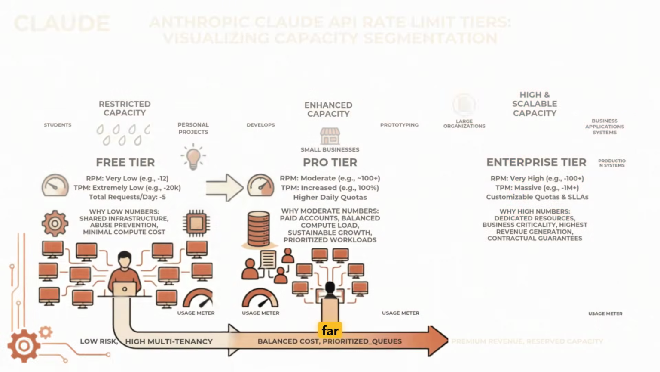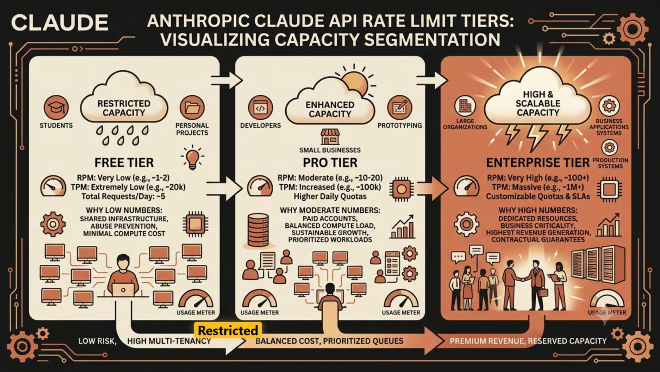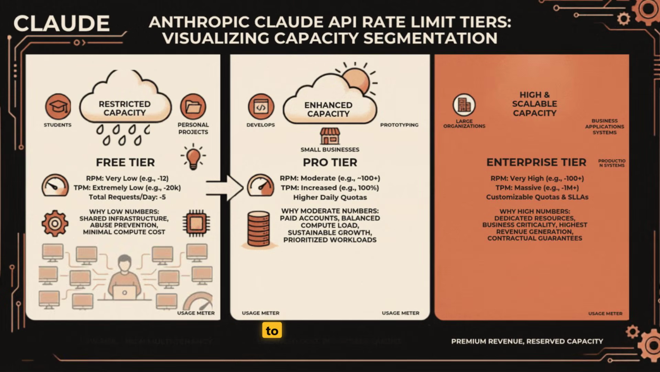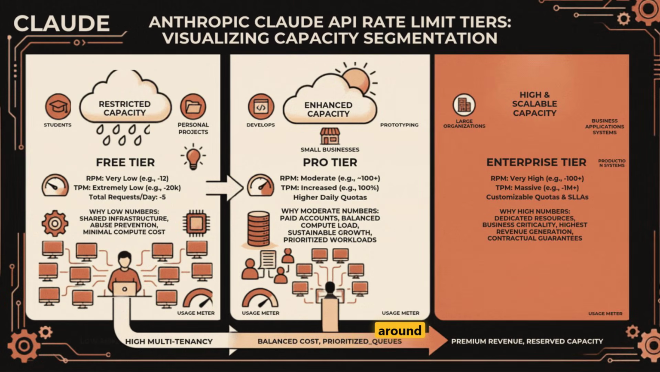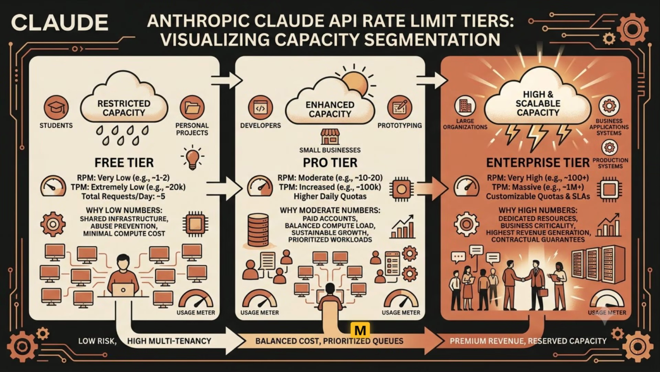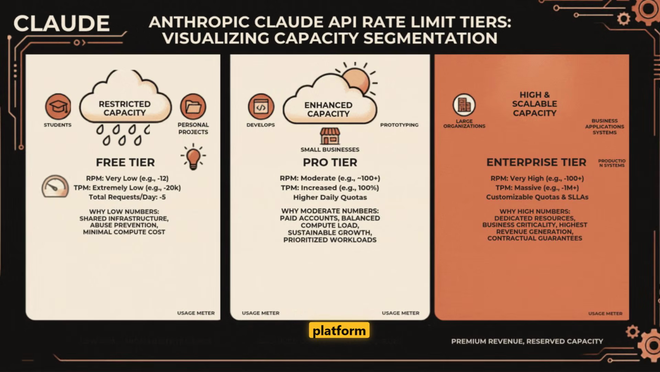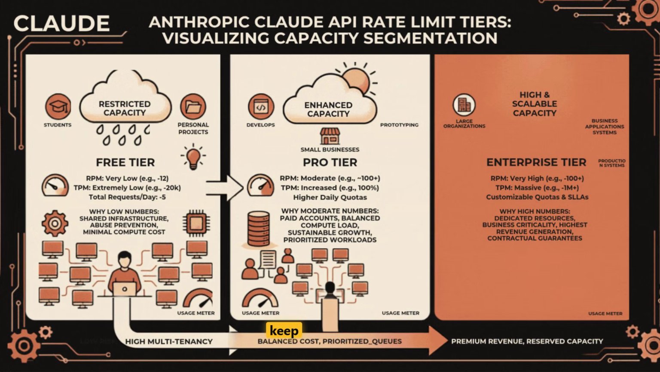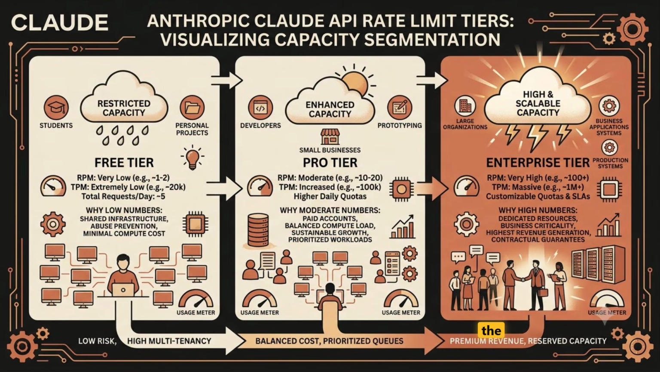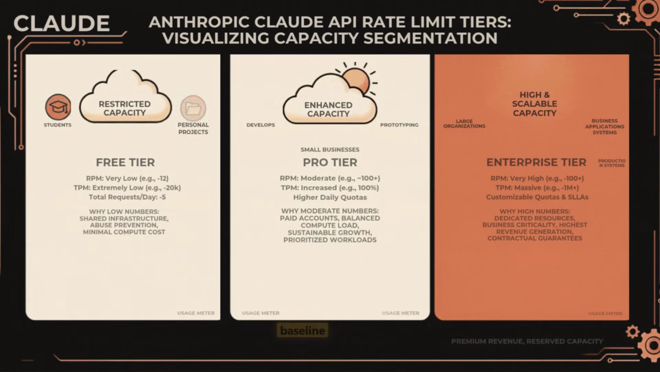On the far left, the free tier shows restricted capacity built for students and personal projects. The metrics listed show extremely low limits, 1 to 2 RPM and around 20,000 TPM. With a tiny total request cap per day, Anthropic enforces these low numbers to prevent platform abuse, protect shared infrastructure, and keep compute costs minimal. Trace the bottom arrow labeled low risk, high multi-tenancy to see how hundreds of light users share this baseline capacity.